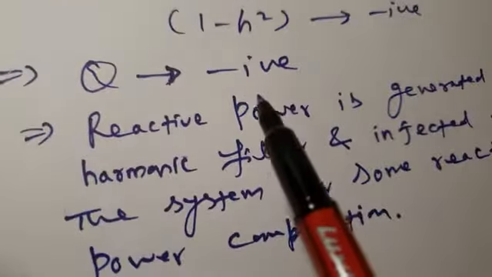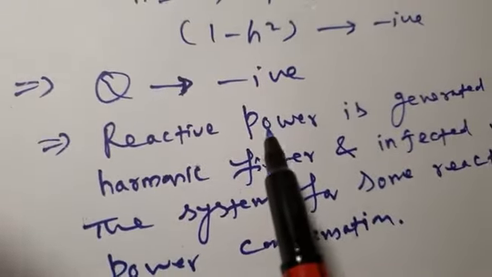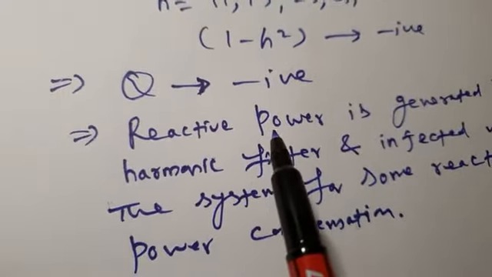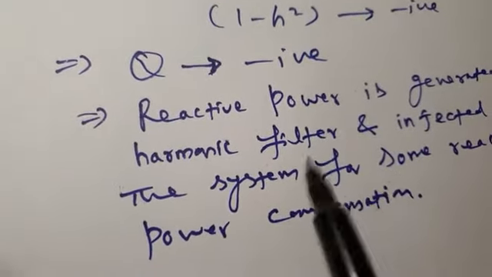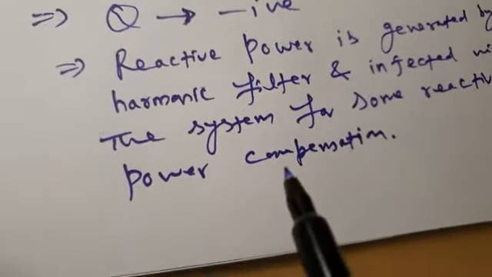And this reactive power always comes out to be negative. That means your filter is not absorbing reactive power. It is generating reactive power, injecting that into the AC system for some reactive power compensation.